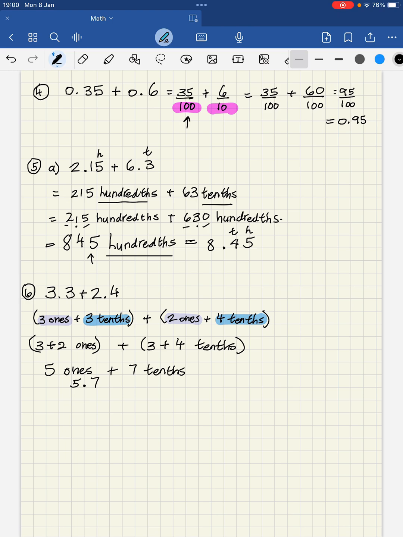5.7. Okay, so you can do B. Okay, question 7 says add by adding each place value. So I feel like you can probably do this easily, but I'll just do the first one.